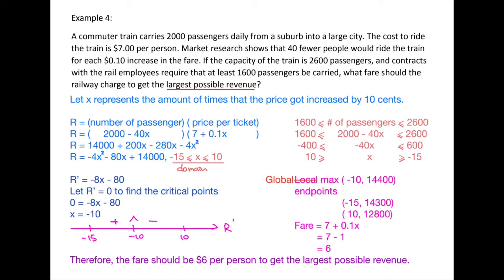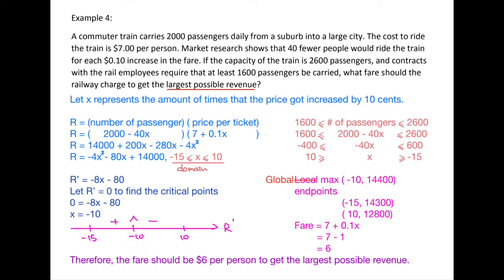After that, we let the first derivative equal 0 to find the critical points, and we find x is -10. We put it on the number line for R prime to identify whether that's a maximum or minimum, and just make sure you put the domain endpoints -15 and 10. On the left-hand side, it's positive, which means increasing. On the right-hand side, it's negative, which means decreasing. So there is a local maximum.